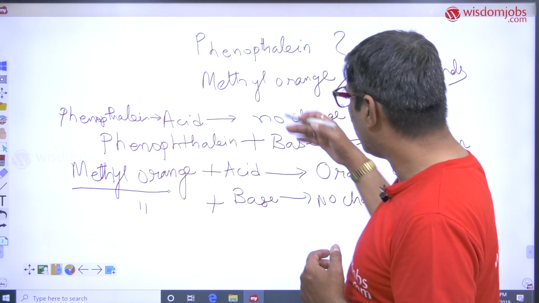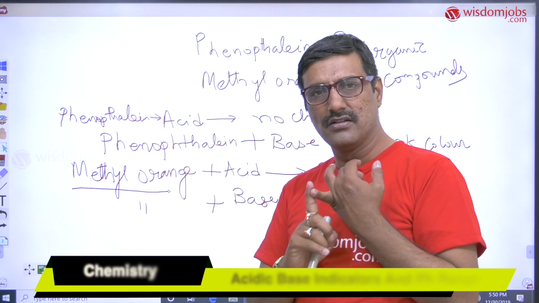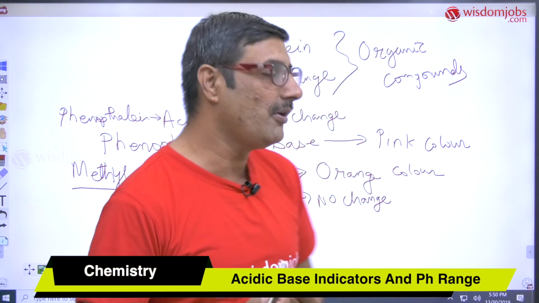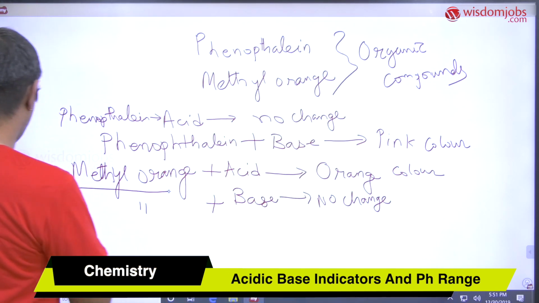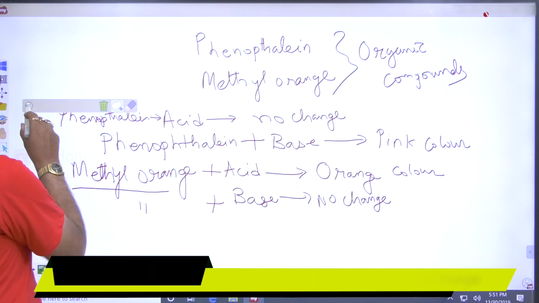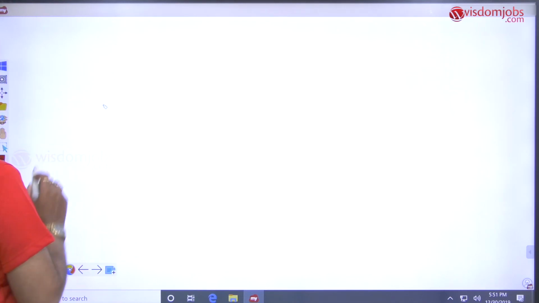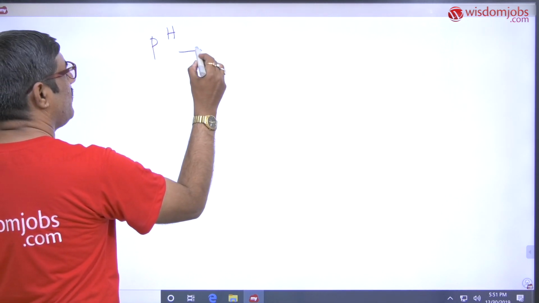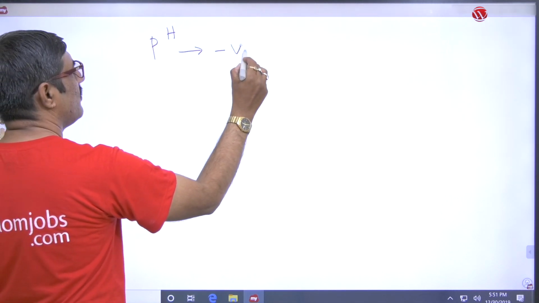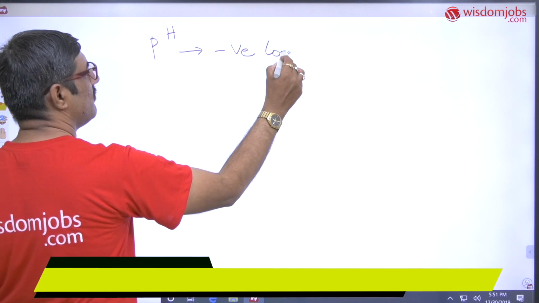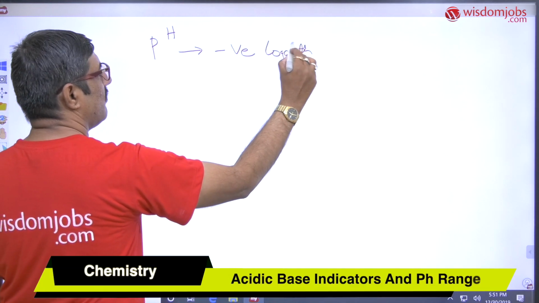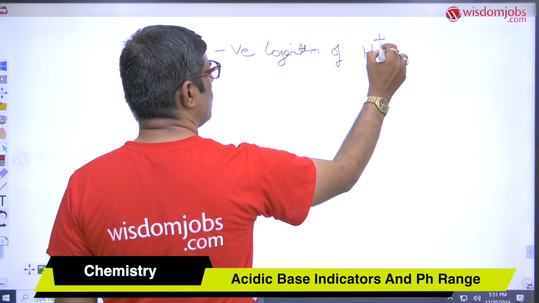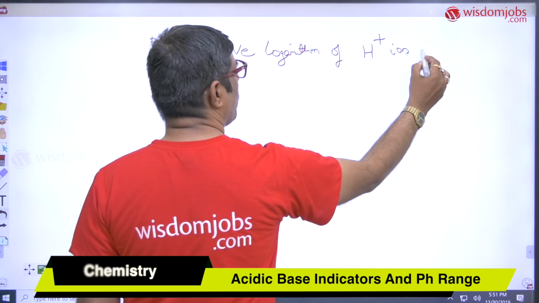So first of all we have the litmus test. Secondly, we have the indicator test. Another test is called pH. Now, what is pH actually? pH is the negative logarithm of H+ ion concentration.